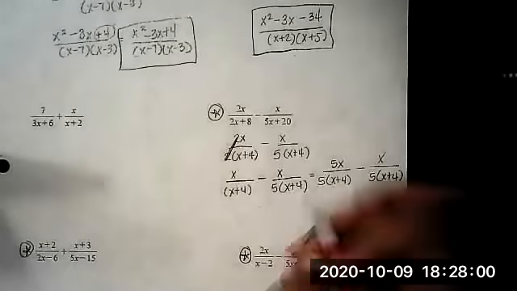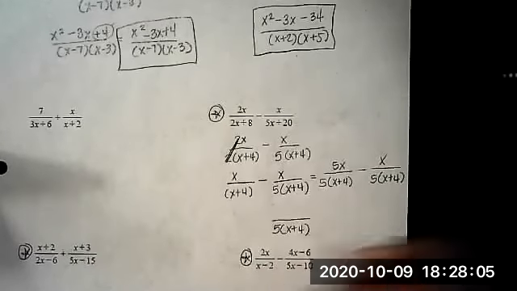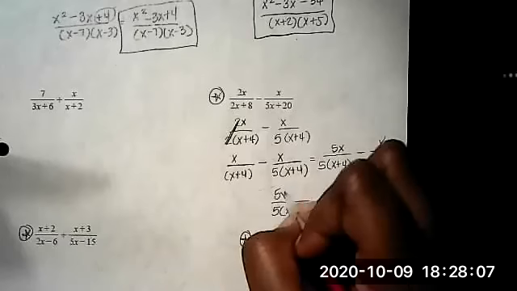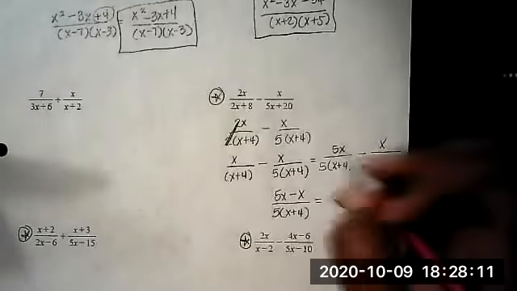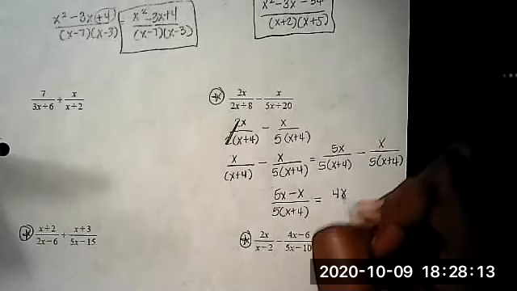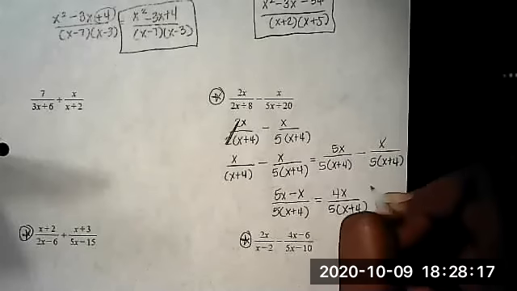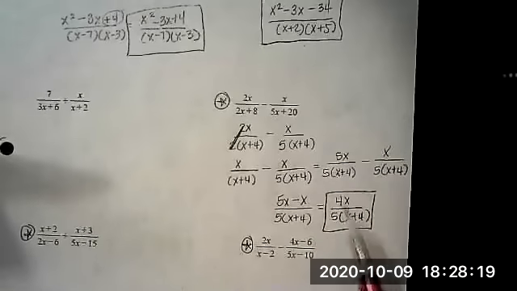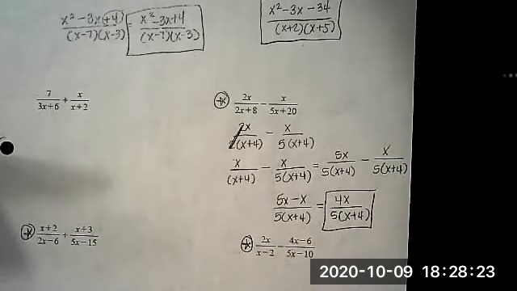So now once we combine them, this becomes 5x minus x, minus 1x. And 5x minus 1x is 4x. So this is 4x over 5 times x plus 4. That is your answer. You are done. There's nothing you can do. You can't simplify it.